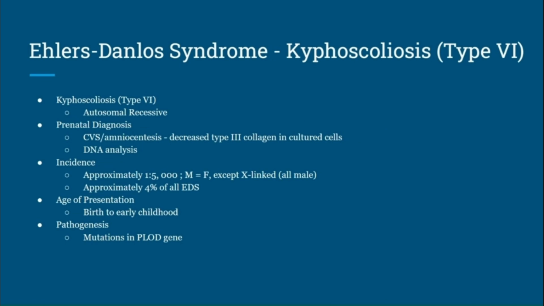Moving on, I know we skipped a few, but we're going to go to type 6 here. Type 6 is the kyphoscoliosis type, considered to be autosomal recessive. And the pathogenesis here, the mutation is in the PLOD gene.